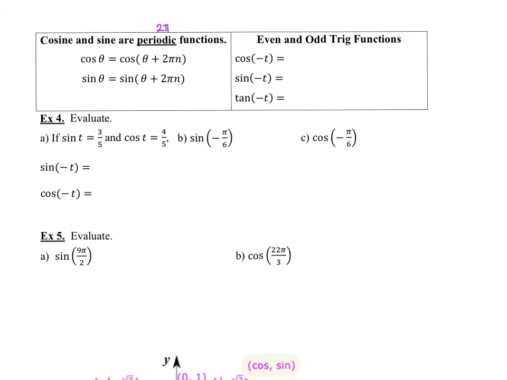The same for sine. If I start at theta, I can go around 2 pi n times, but since I end up at the same spot and at the same ordered pair, it will have the same y value and therefore have the same sine value.